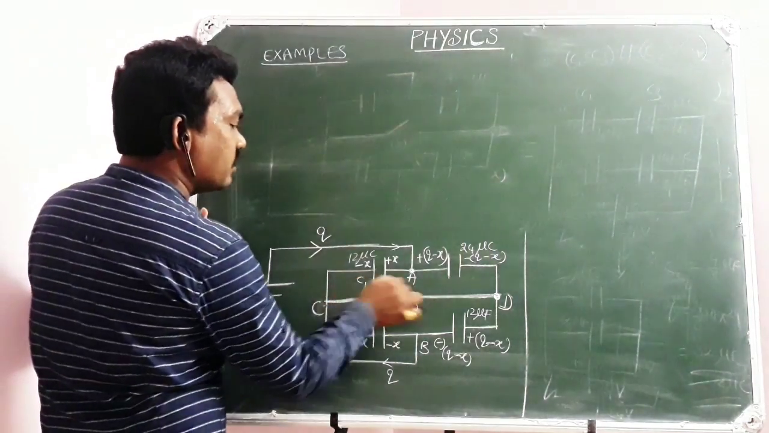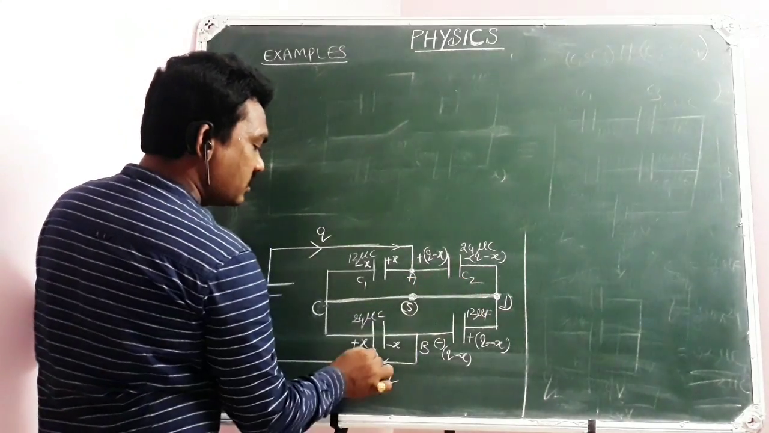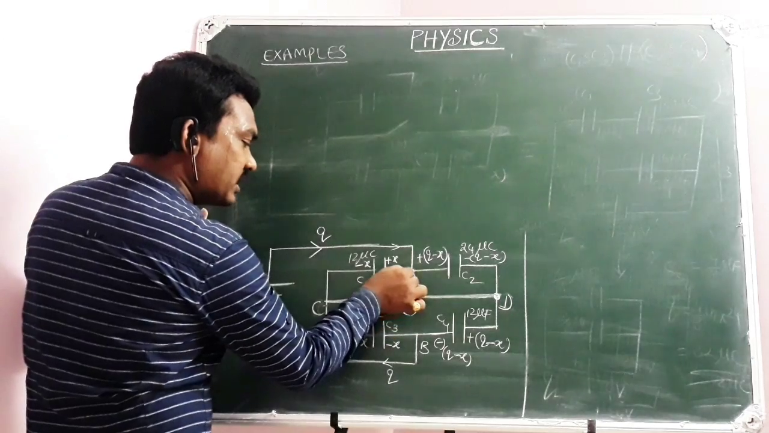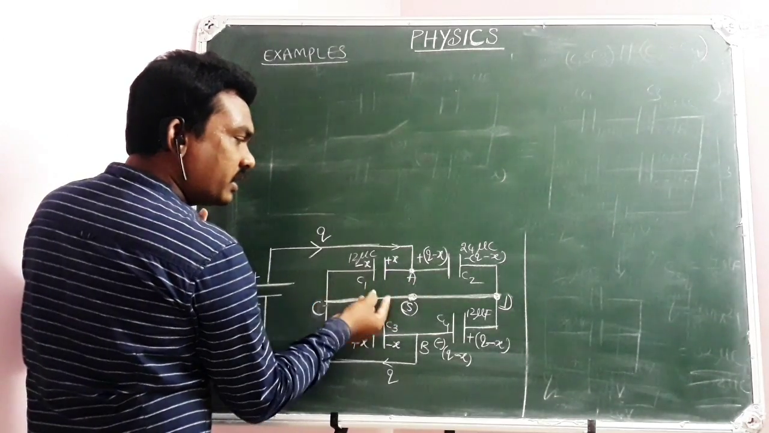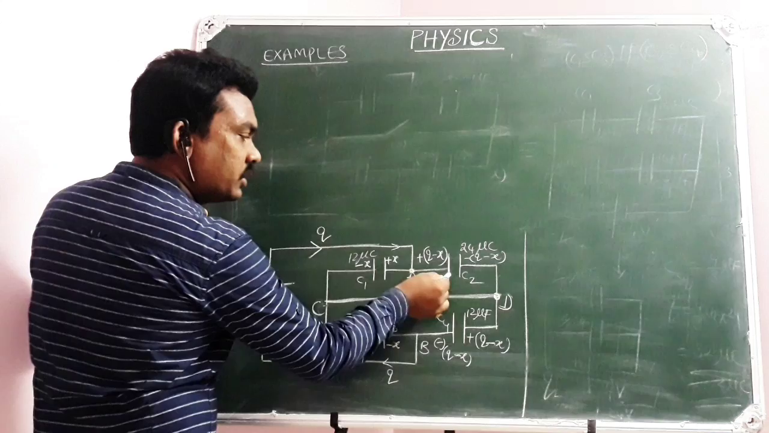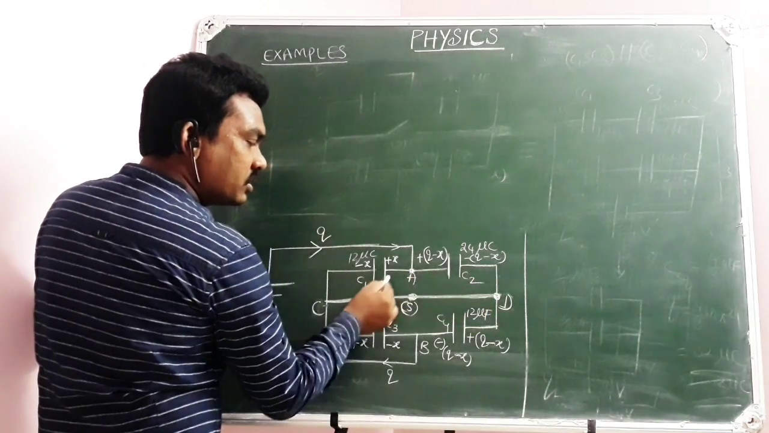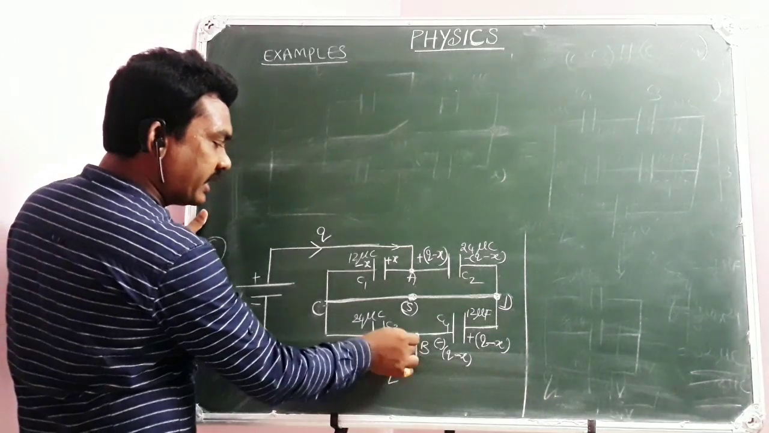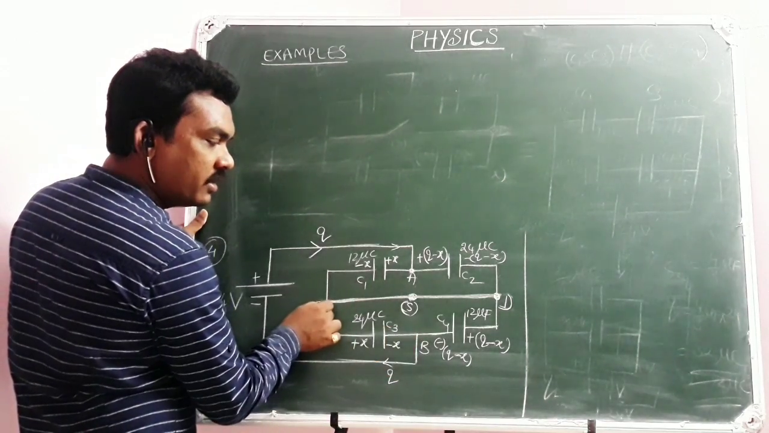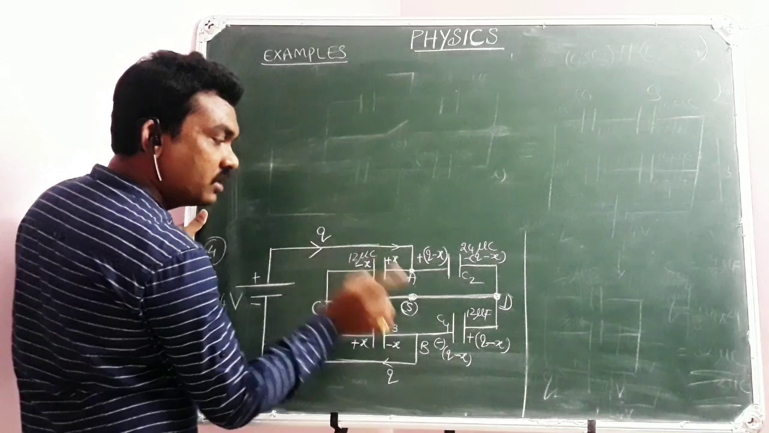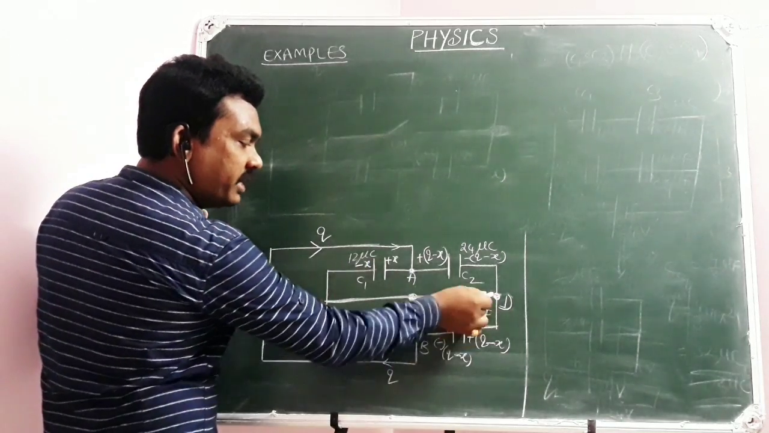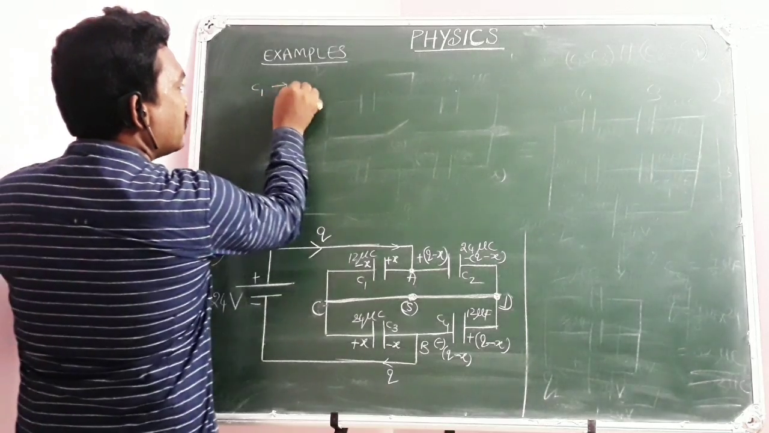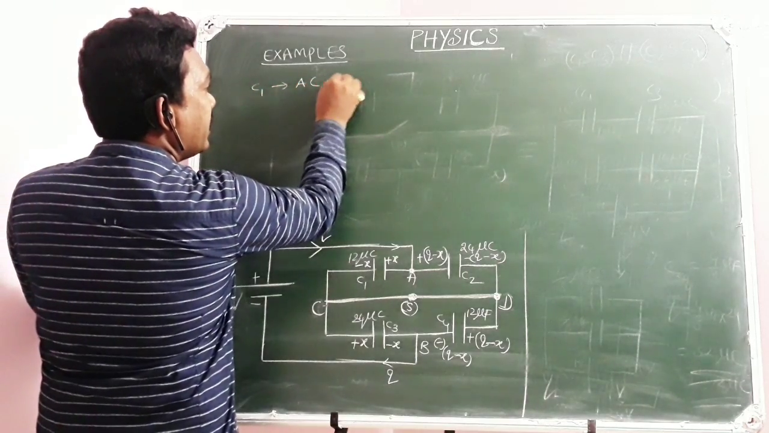Here it is C1 you suppose, C2 you suppose, C3 you suppose here, and here it is C4. So C1 is connected across AC, nothing but AD. C2 is connected across AD. So C1 and C2 are in parallel. Next, C3 is connected across BC, nothing but BD, because C and D are at the same potential. C4 is connected across BD.